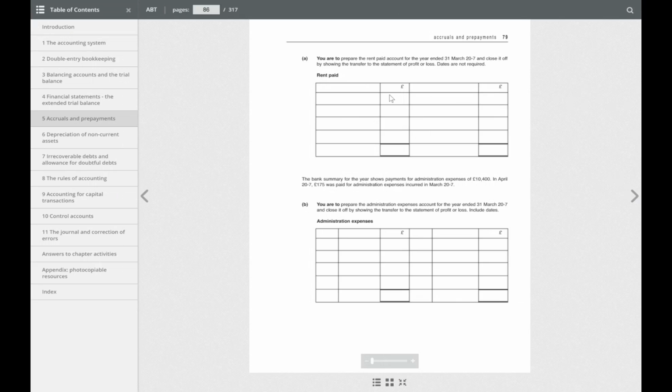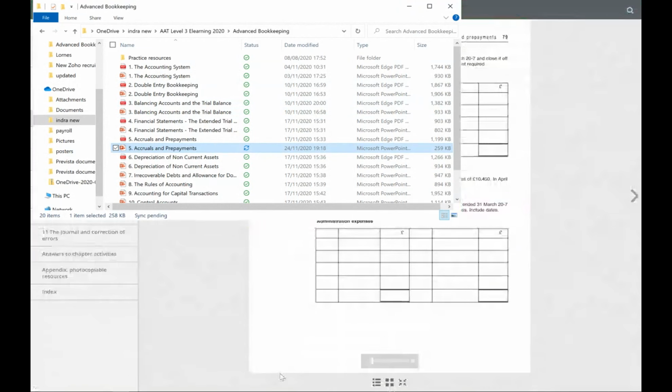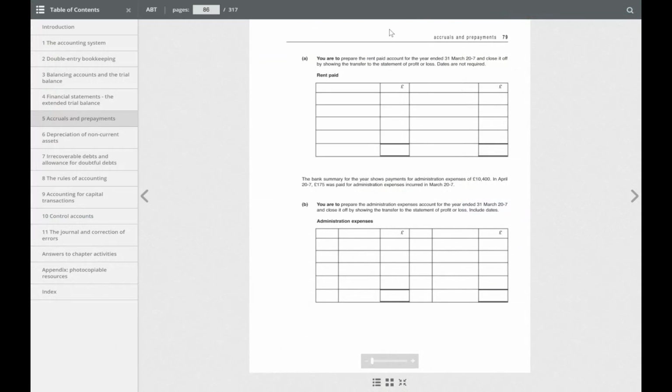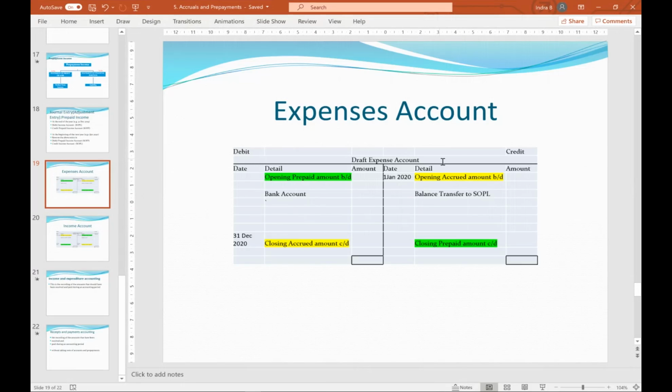So we have to follow the draft expense account. I'll show you once again that picture. It's a rent paid account, an expense account. You can draw it in your notebook if you like, or I should copy that.